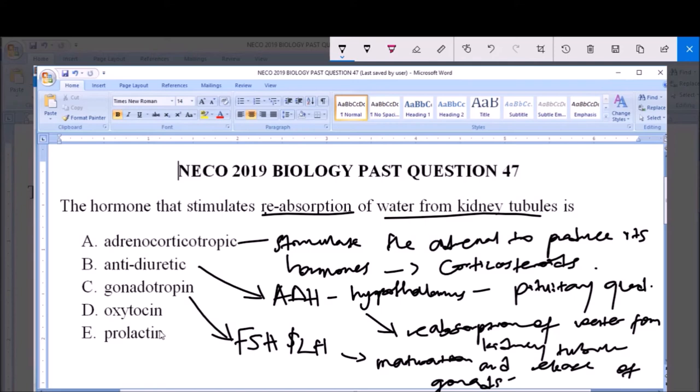Now, option D says oxytocin. Oxytocin is also a hormone of the pituitary gland that induces childbirth or labor, and also induces milk secretion from the nipple. Then option E says prolactin. Prolactin induces milk production.